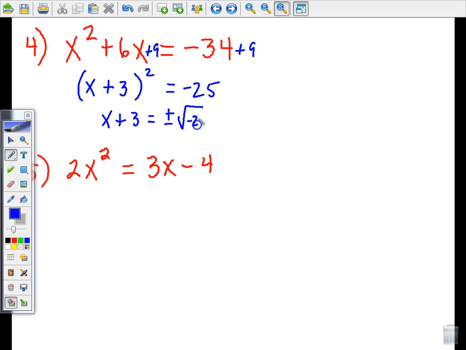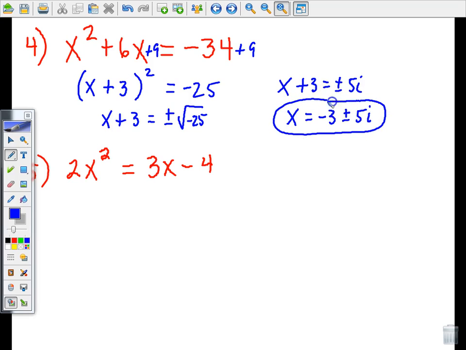And once again, I'll show this, but we need to simplify this radical using the number i. The square root of negative 25 is 5i. And then the final step of subtracting 3 gets me to my 2 solutions.